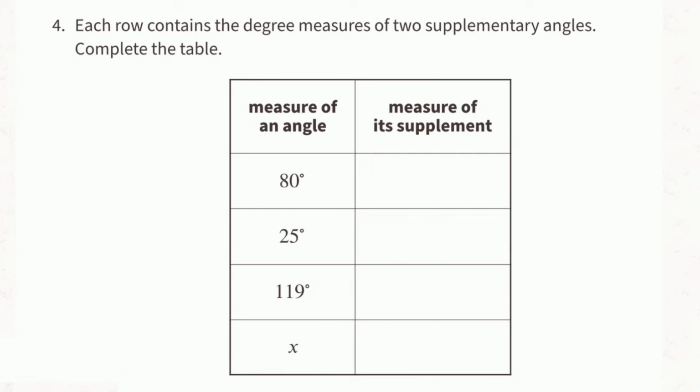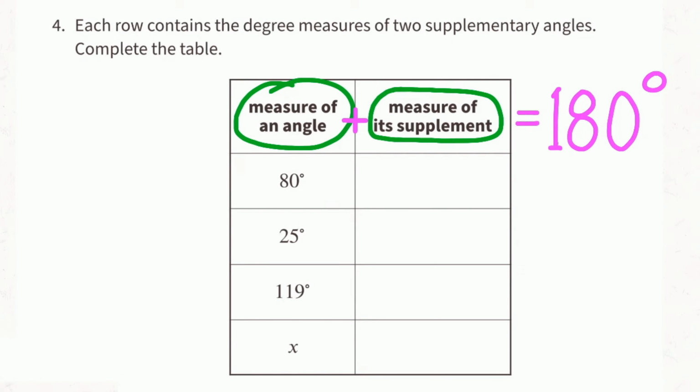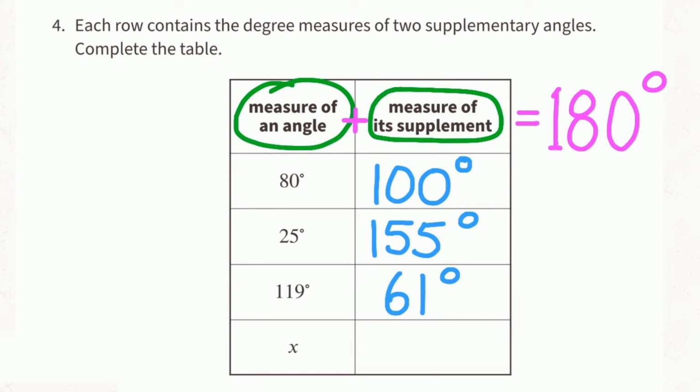Number 4. Each row contains the degree measures of two supplementary angles. Complete the table. The sum of two supplementary angles is 180 degrees. 80 degrees plus 100 degrees equals 180 degrees. 25 degrees plus 155 degrees equals 180 degrees. 119 degrees plus 61 degrees equals 180 degrees. When the measure of an angle is x, or an unknown measure, we can find the measure of its supplement angle by subtracting x from 180.